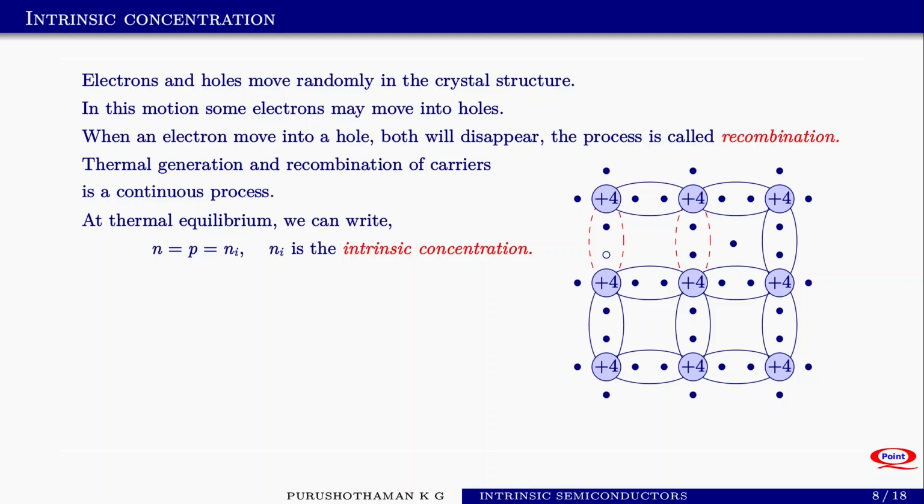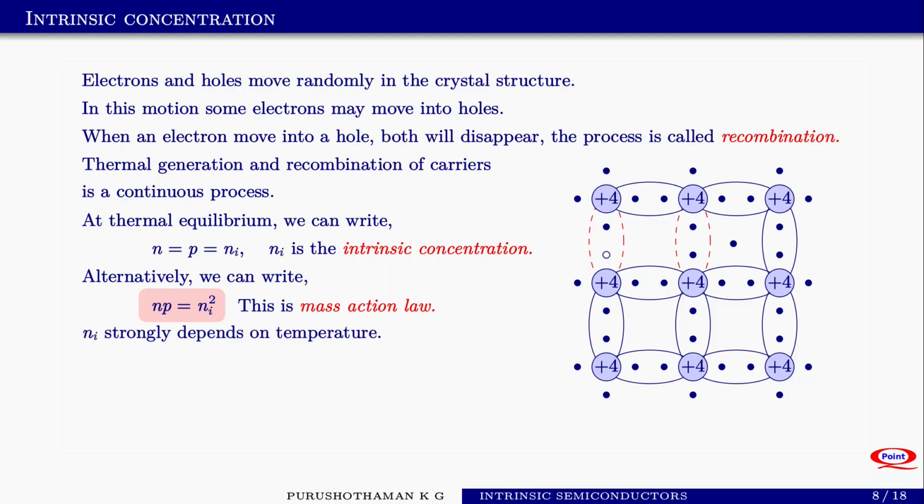The electron concentration is equal to the hole concentration, and this concentration is known as the intrinsic concentration ni, or we can write n into p is equal to ni squared. This is an important relationship, and this relationship is known as the mass action law. n into p equals ni squared. ni strongly depends on temperature.